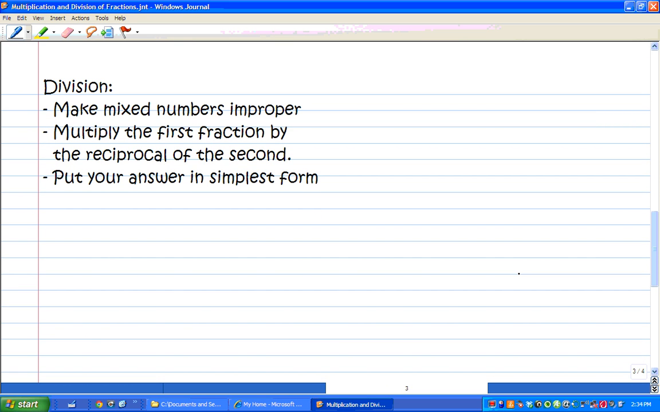To divide, make your mixed numbers improper again. And now what you're going to do is you multiply the first fraction by the reciprocal of the second. Yes, I said multiply. So we're going to change the division to multiplication, and we're going to flip the second fraction, and then put your answer in simplest form. So let me give you a quick example. 3 1/2 divided by 2 1/3. First thing I want to do is make them improper. So I have 7 over 2 divided by 7 over 3.